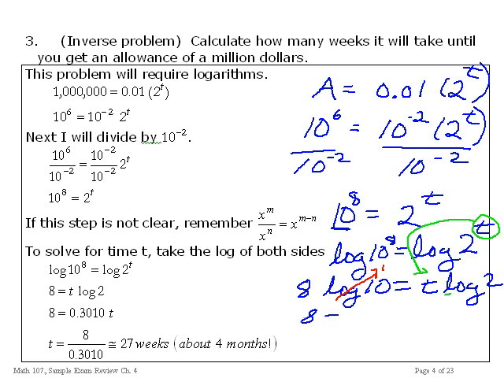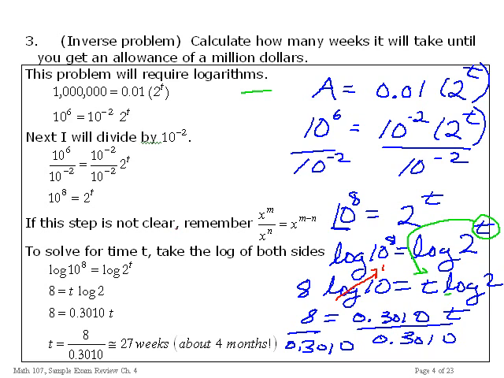So I have 8 equals 0.3010 times t. So just isolate t by dividing both sides by 0.3010 and get the answer. Okay, let's look at these steps one more time. First, it's helpful to start off with the right equation. Then write your equation, substitute your numbers. It's nice to use exponents because that works out better.